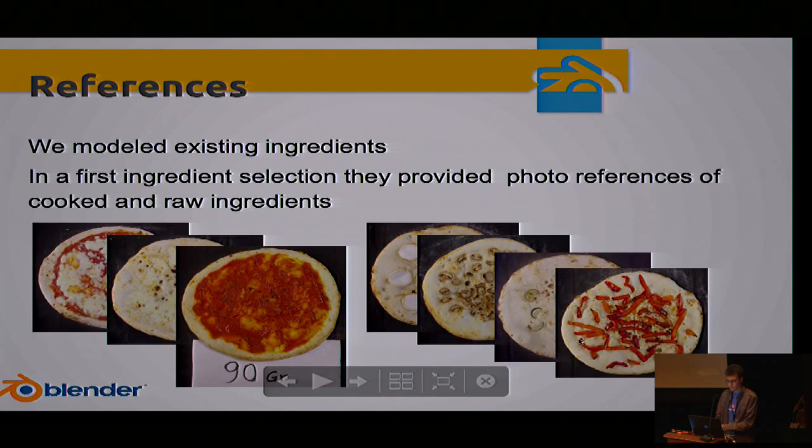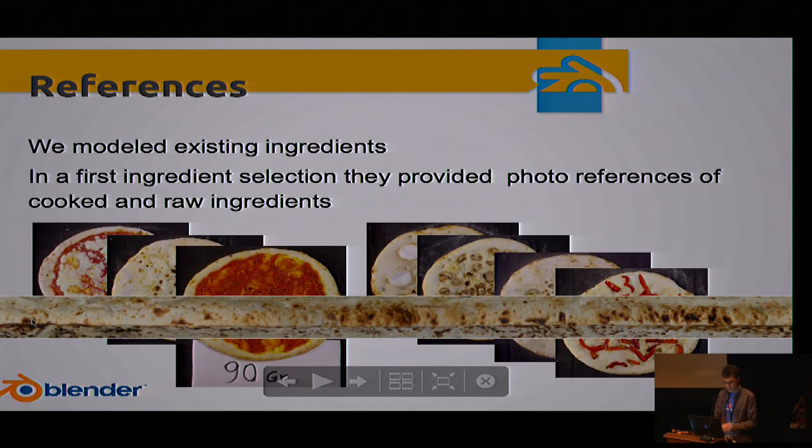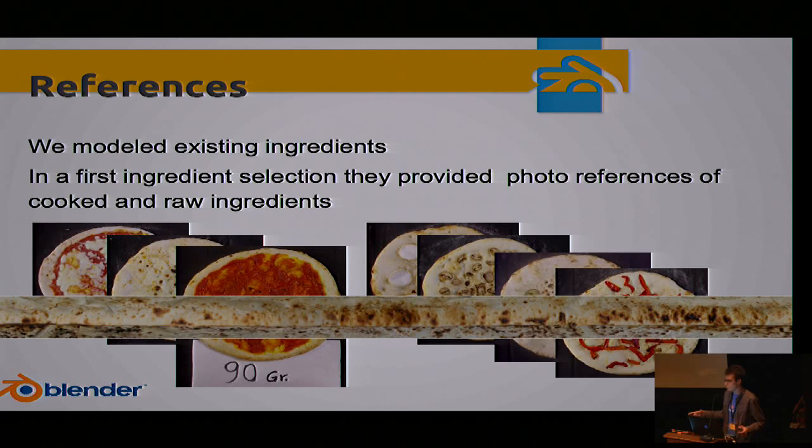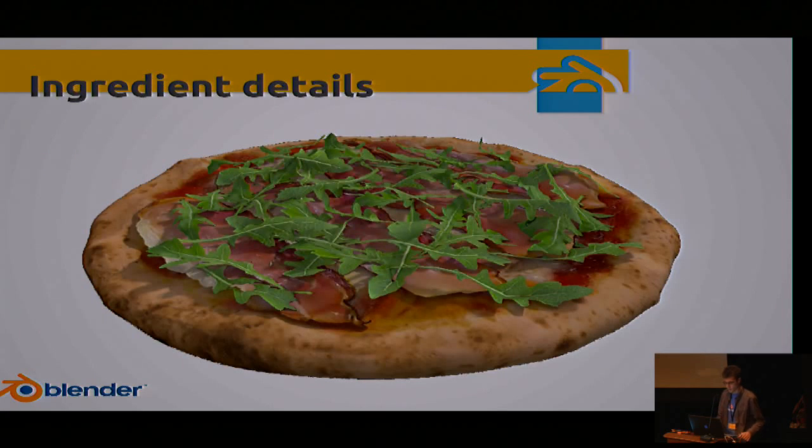And from these references, we have modeled all the pizza stuff, and also the crust, that needs to be the one that they give us. They give us this pizza. We have a photo campaign for all these pizzas, and 360 degree photos, then composited and then arranged into our system.